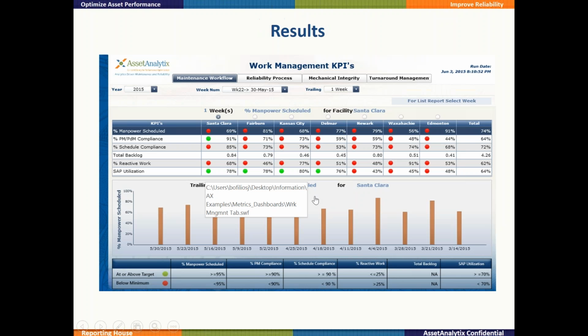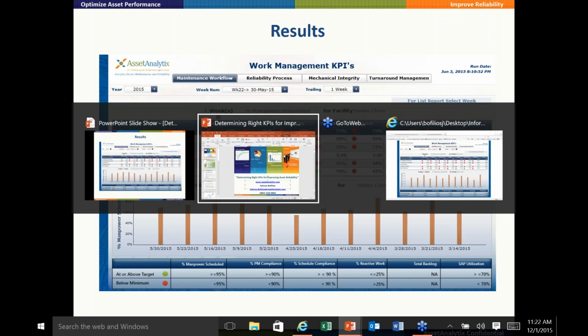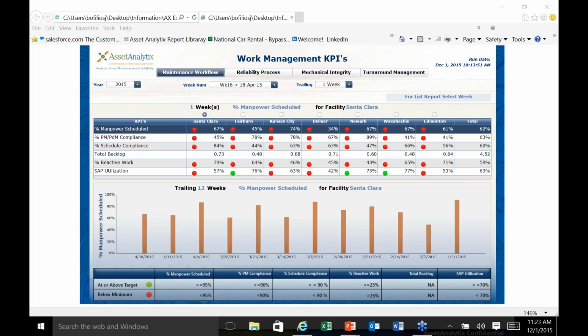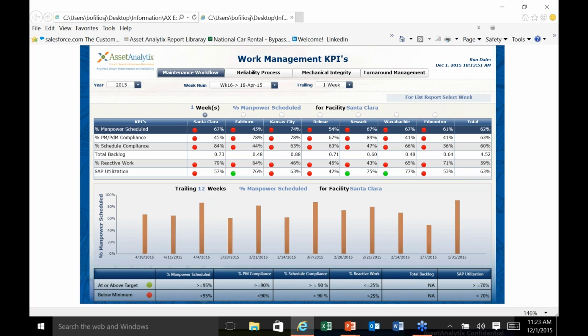So let's look at an example. Once I've identified my strategy, I know what the right KPIs are, and I understand how those KPIs can assist me and how they can improve. So what does an output look like? We'll jump out of here and go to an example. This particular example was done in the reporting technology called Business Objects for SAP.